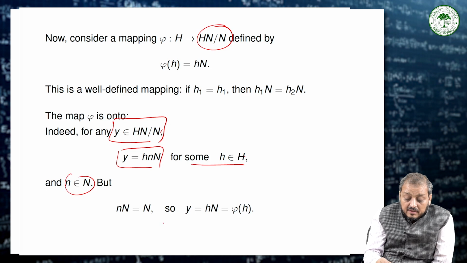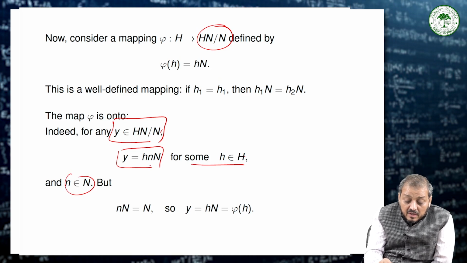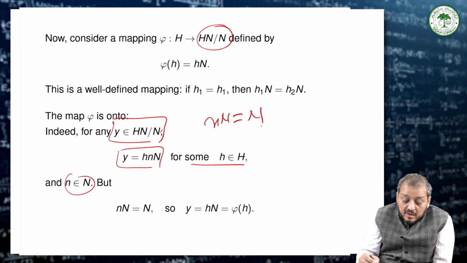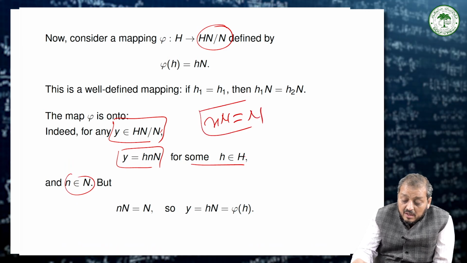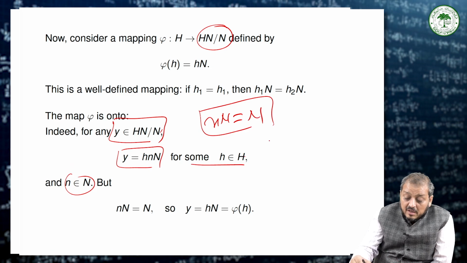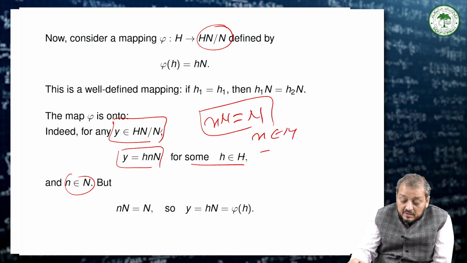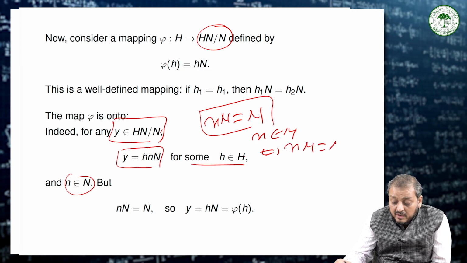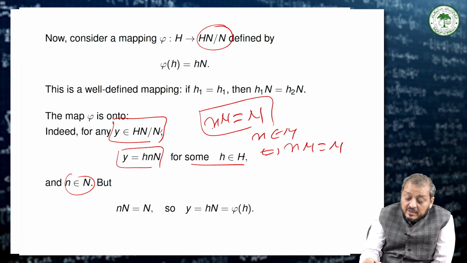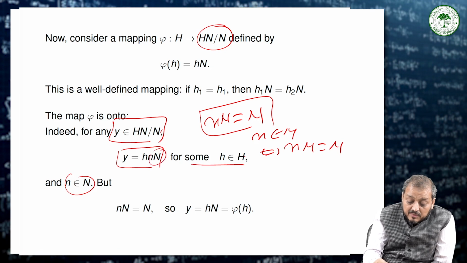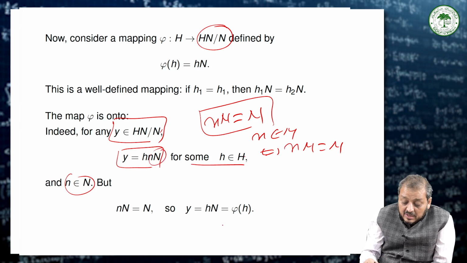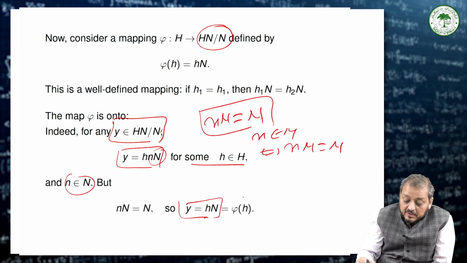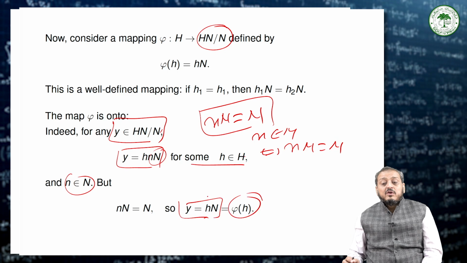But you know that you have this N, and since n is an element of N, this implies that N is a normal subgroup. So nN is equal to N. So nN is equal to N, and this is nothing but hN. So y can be written as hN, and now y is nothing but phi of h, we can write it in this form.